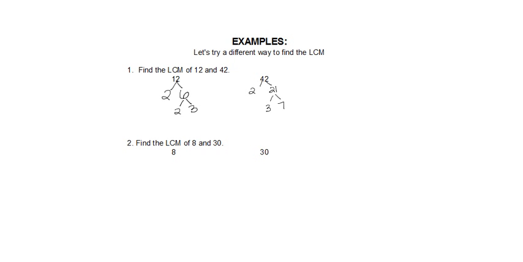So look at what they have in common. We both have a 2 and a 3. What we don't have in common is another 2 from the 12 and a 7 from the 42.